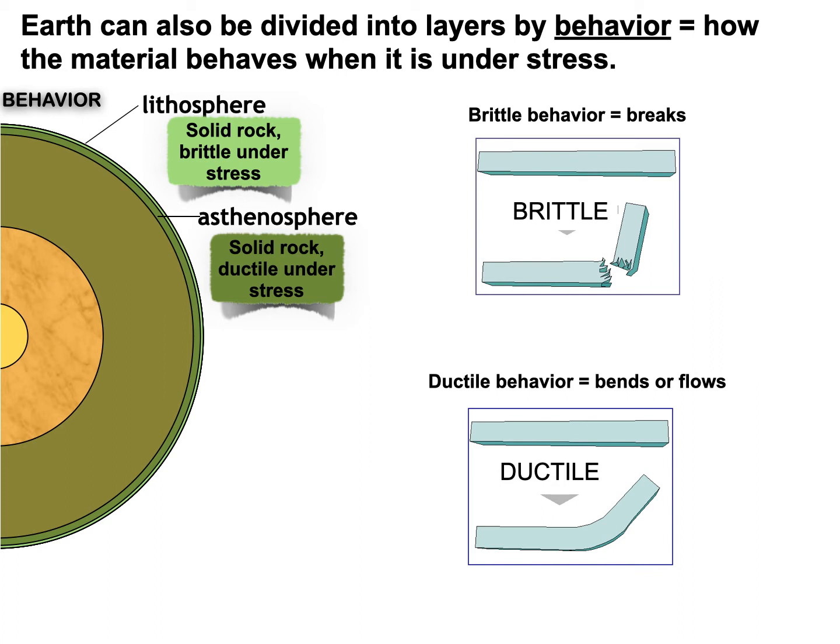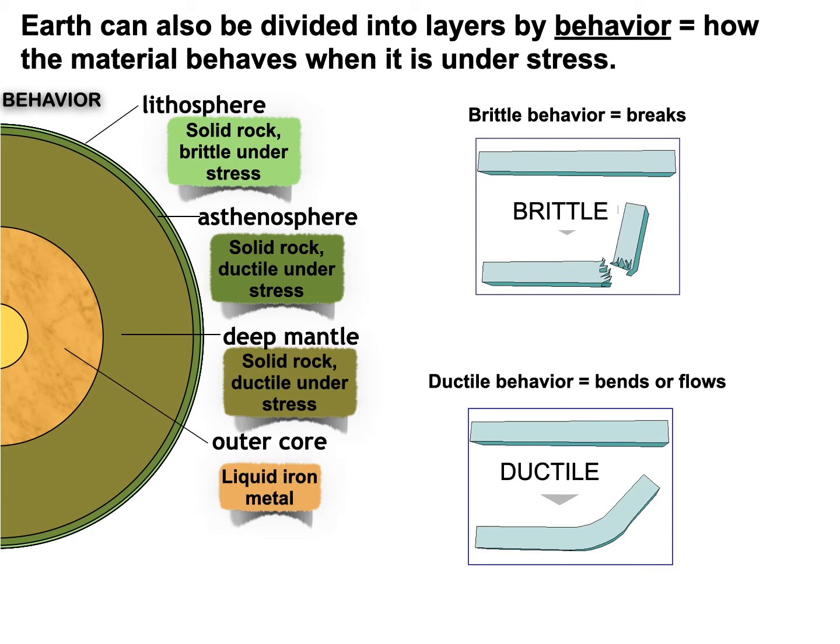There are behavioral layers below the asthenosphere, including deep mantle, outer core, and inner core. The deep mantle is very similar to the asthenosphere, but it's not clear that the asthenosphere and the deeper mantle move together, so often geologists will separate them. The outer core is the only layer of Earth that's liquid, so it definitely flows, and that's different than the inner core, which is solid.